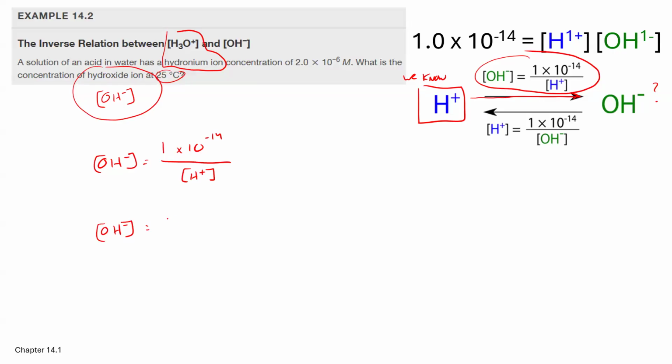So it's going to be 1, oh, sorry, I messed that up. 1.0. So 1.0 times 10 to the negative 14 over 2.0 times 10 to the negative 6. And let's do it.